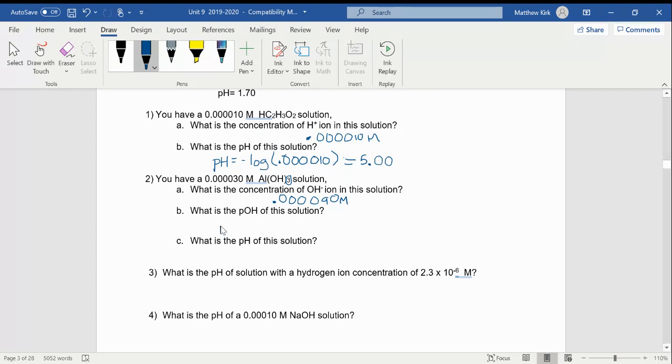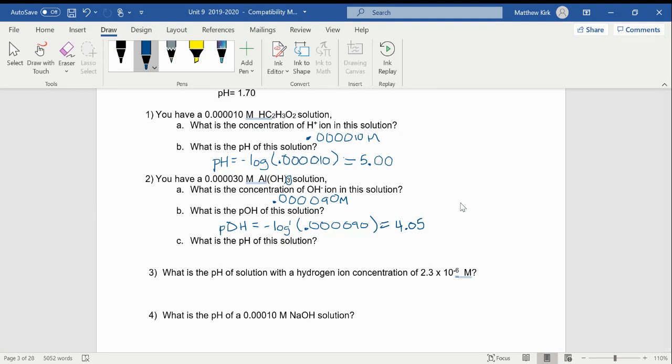And then to get the pOH, again, P just stands for negative log. So we take the negative log of that hydroxide ion concentration. So we take the negative log of 0.000090. Again, so negative log of that. Typing into my calculator. And this time we do get some decimals. And we should have 2 decimal places because there are 2 sig figs. I get 4.05 as my pH. Or sorry, pOH.